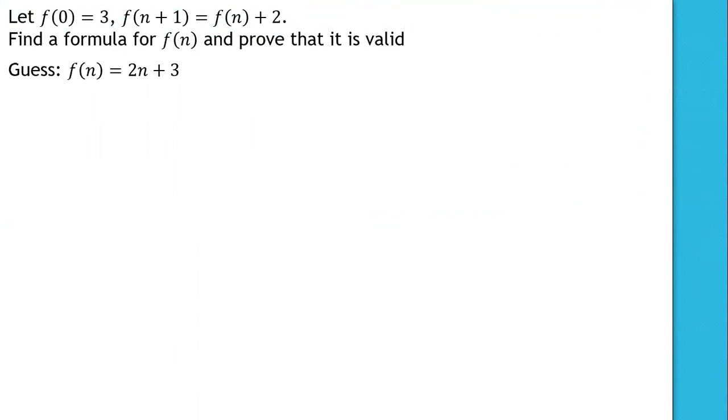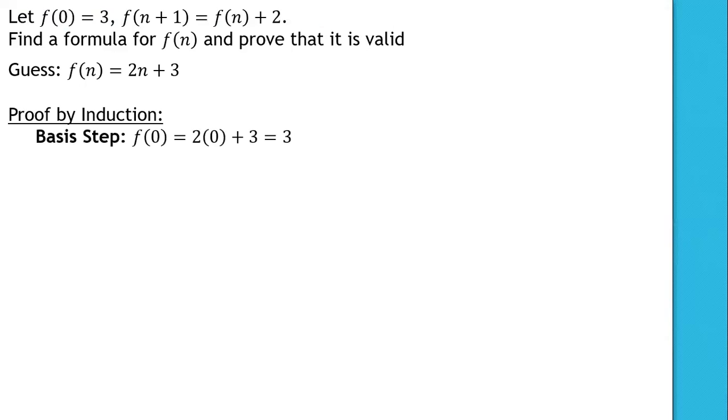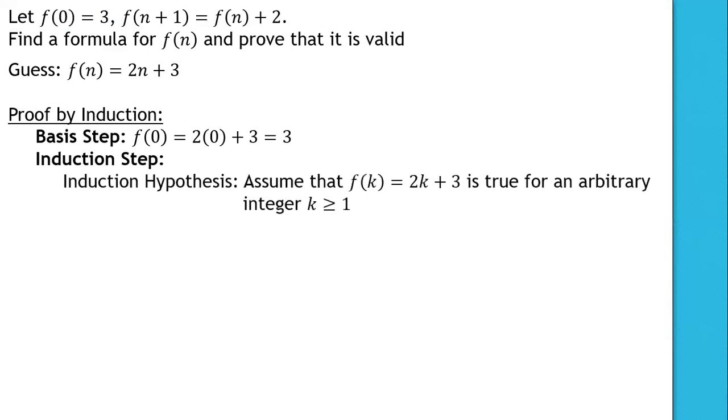But now let's show that this will give the same values as the recursive definition. We're going to do that using induction. So let's show the basis step holds true. The recursive definition tells me that f of 0 should be 3. Does that give me the same answer as my new formula? Sure enough, it does. So the basis step I've shown to be true. Inductive step. Our inductive hypothesis is going to assume that the formula for f of k, that is that f of k is equal to 2k plus 3, is true for an arbitrary integer k greater than or equal to 1.